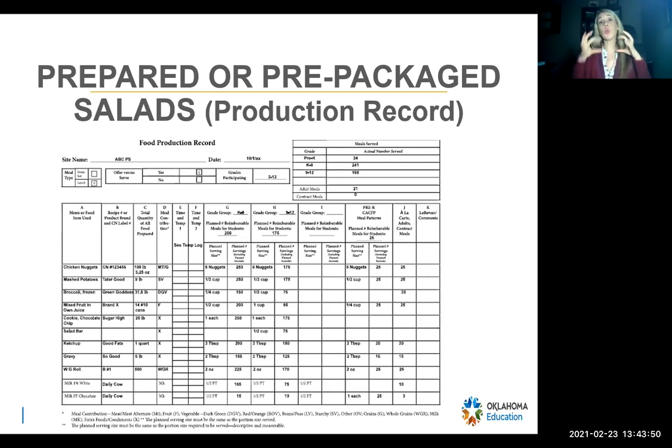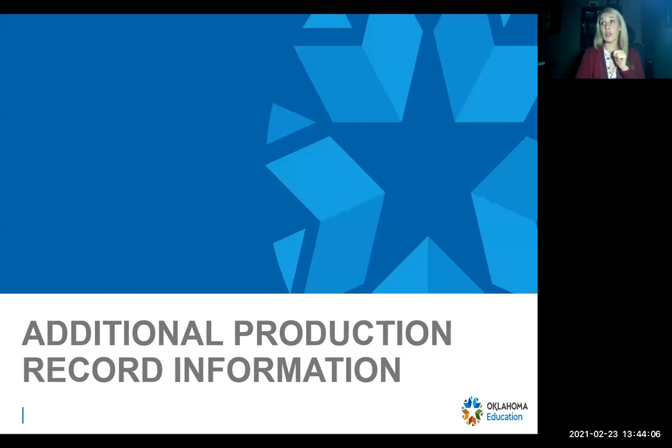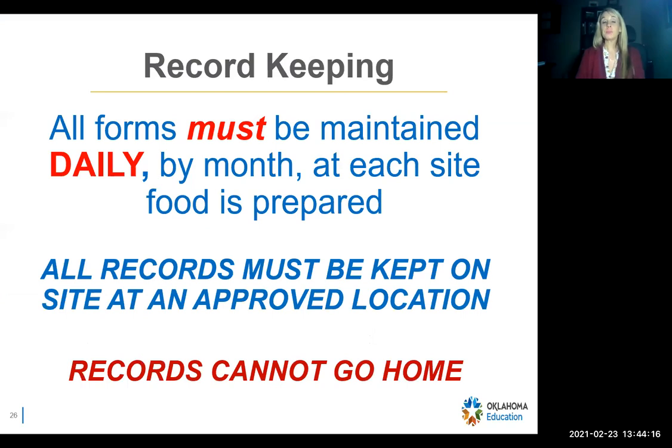Again, these are if they're pre-packaged, or you're doing a complete salad bar line that's being manned, that you man yourself, and it's its own line. So those are the 2 ways that you can do those types of salad bar. You don't have to do the one that we told you to fill out for salad bar if it's pre-packaged. So this is some additional production record information.